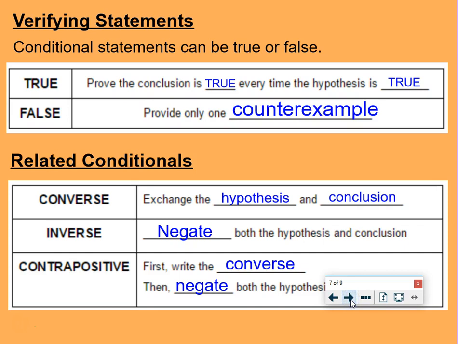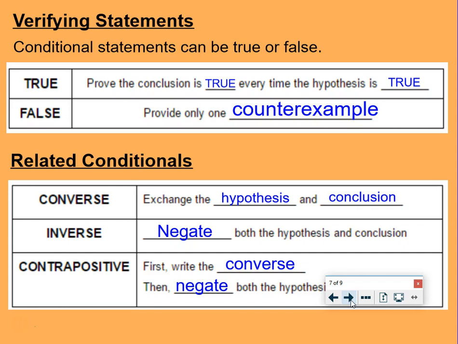Verifying statements. Conditional statements can be either true or false. So if they are true, you have to prove the conclusion is true every time the hypothesis is true. False, you just have to provide only one counterexample, which we talked about earlier.